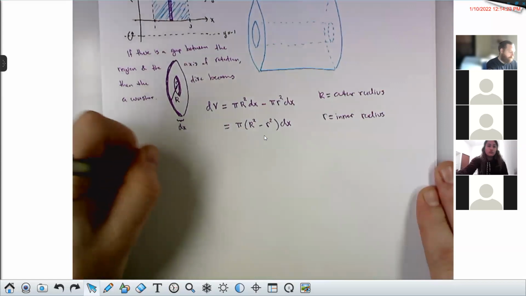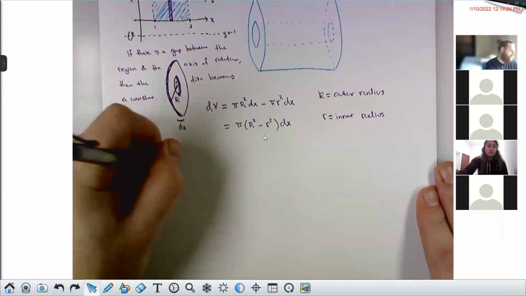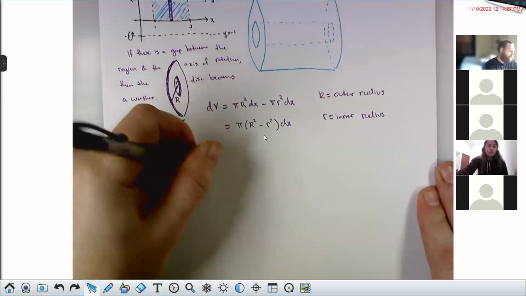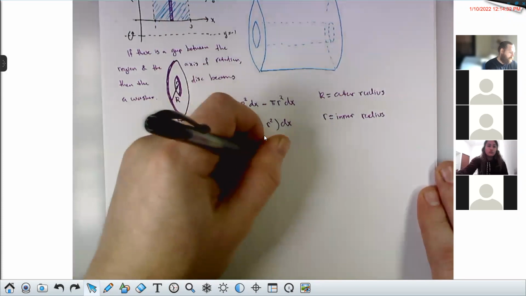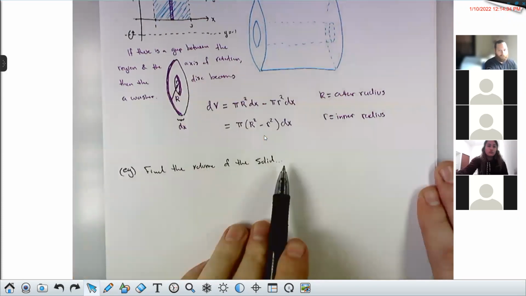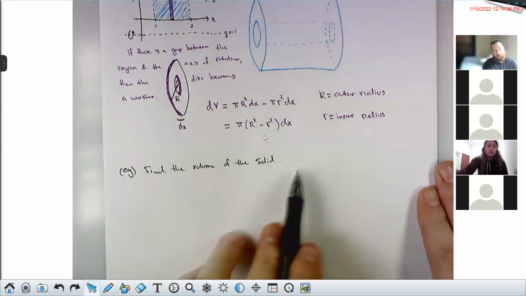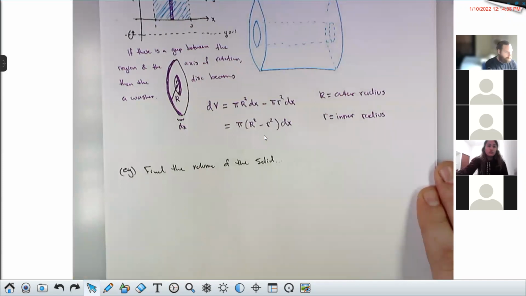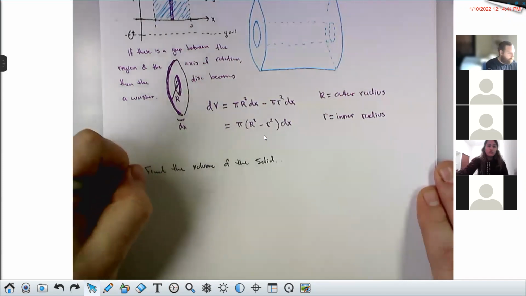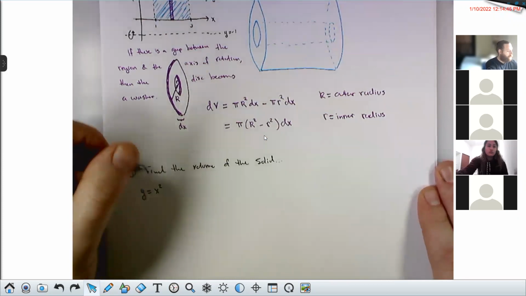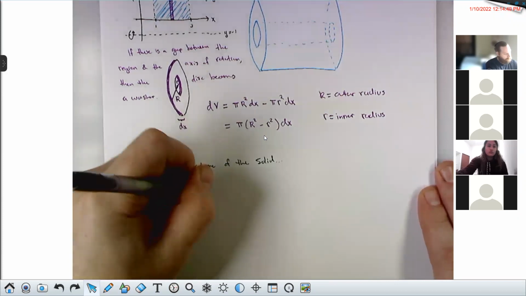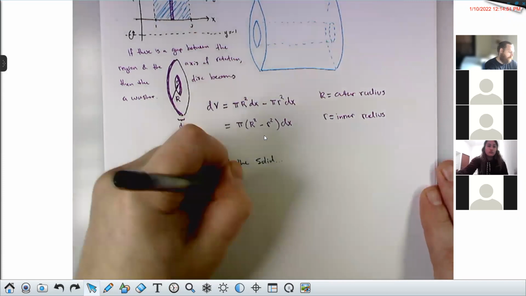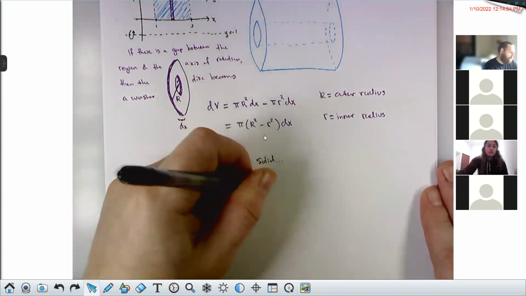Let's find the volume of the solid. I'm just going to put dot, dot, dot here. What I mean is find the volume of the solid obtained by rotating the region bounded by the curves, blah, blah, blah. And we'll use for our curves here y equals x squared, y equals x, and we'll rotate about, again, let's do the x-axis.